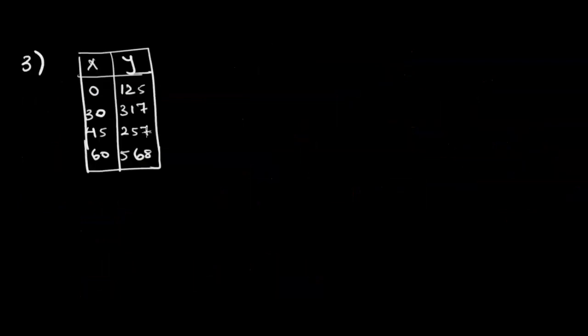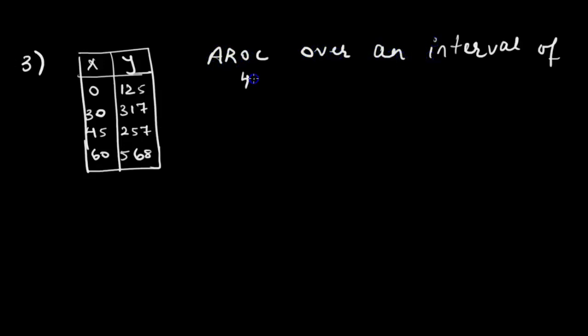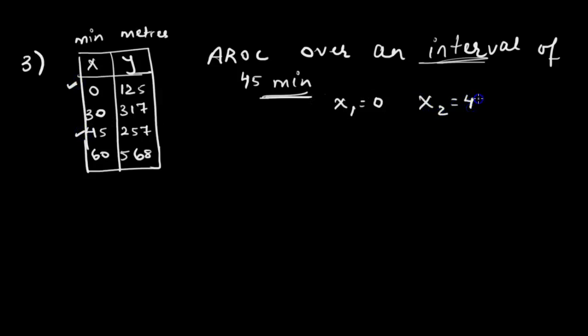Let's say if we're given a question in the form of this table and the question wants us to find out the average rate of change or AROC over an interval of 45 minutes. This will only be possible if x is given to us in minutes and let's say y is given to us in meters. So over an interval of 45 minutes means x1 is supposed to be 0 because it goes from 0 to 45 and x2 will be equal to 45. All we have to do is just find out the slope from 0 to 45.